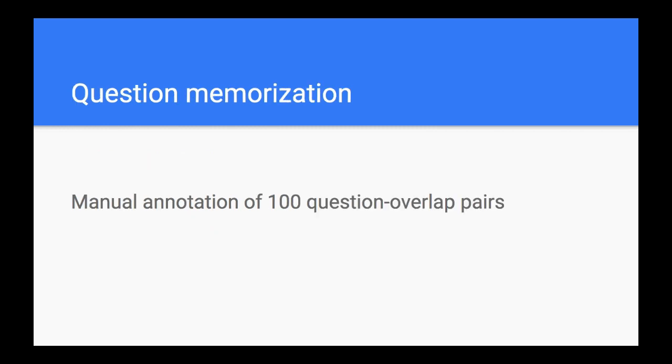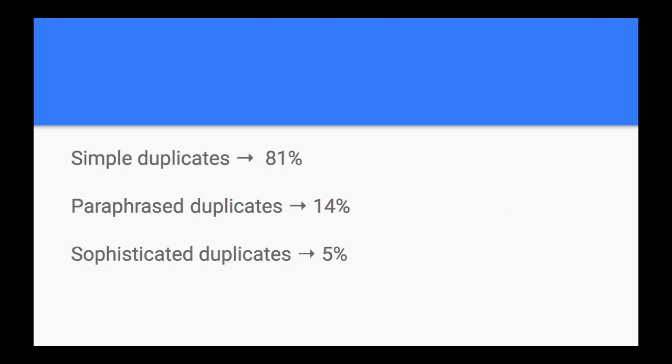So here comes the most important contribution of this paper. Previously they annotated 1000 question-answer pairs, and then they found out there's a lot of overlap. They also further annotated what kind of overlap there is, because we know they overlapped, but we don't know how they overlapped. Then they further annotated 100 question-answer pairs, the 100 questions that overlap, to see what kind of overlaps there are. They categorized this into three different categories, different levels of overlapping.